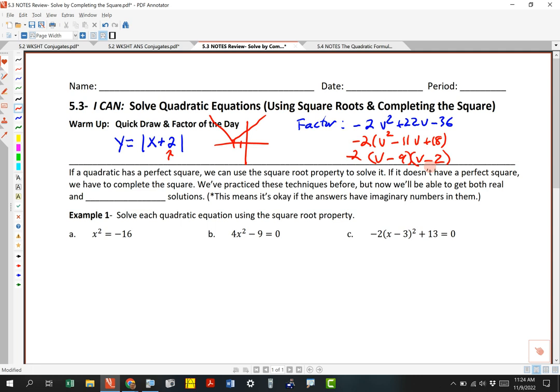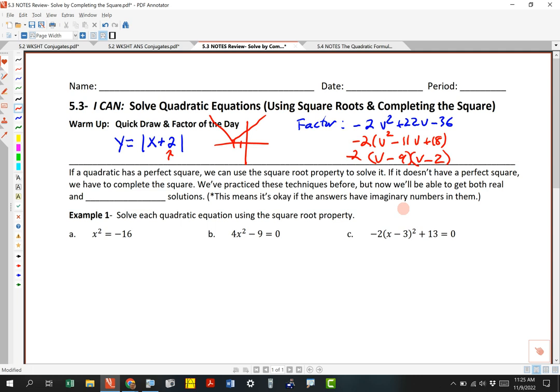They do. Okay. So if a quadratic has a perfect square, we can use square roots. Use the square root property to solve those. If it doesn't have a perfect square, then we have to complete the square in order to make a perfect square so we can use that. Now, we've done these techniques before, but on the problems that we do today, it's possible to get both real and, what do you think? Imaginary would be okay, but I kind of covered imaginary over here. We kind of group them into a bigger category.